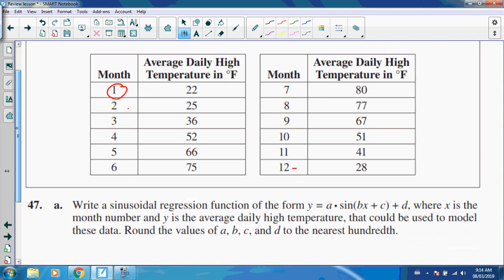And if we look down here, the question is to write a sinusoidal regression function of the form a times sine(bx plus c) plus d, outside of the brackets there, where x is the month number and y is the average daily high temperature that could be used to model these data. Round them to the nearest hundredth. So here's a good practice with regressions. Give that a try right now.